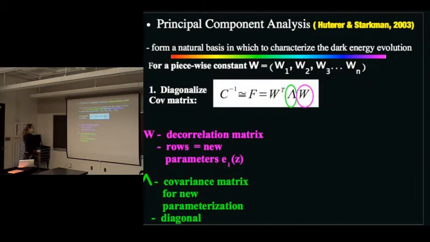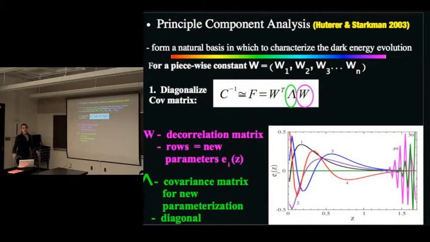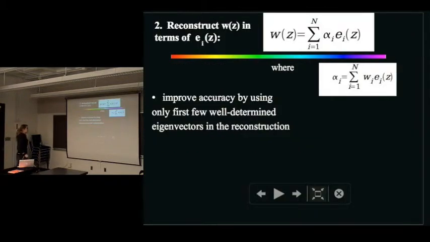Anyway, so you have a covariance matrix, and the diagonal elements of it give you the variances on each of your new parameters. So that basically tells you how well you can constrain each of the new parameters. So what you can do is rank them in order of increasing variance. Your first few parameters are going to be your well-determined ones, and your last few are going to be your less well-determined ones. If you plot them as a function of redshift, you'll see that your first few modes are very well behaved, very smooth, and most of the power is concentrated at low redshift. If you look at your very high modes, you'll see that they're very noisy, and the power is generally concentrated at high redshift. So what you can do is reconstruct the equation of state in terms of these new parameters, as shown here.